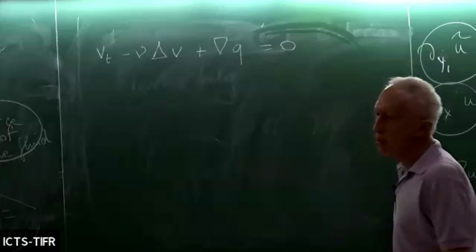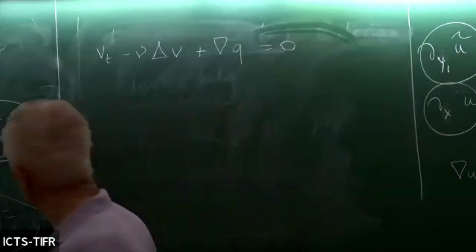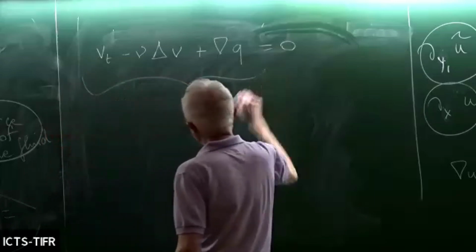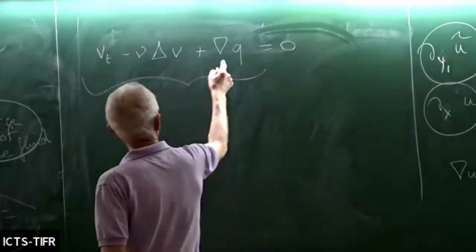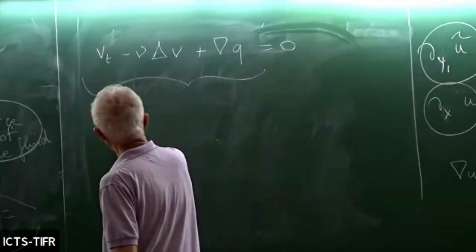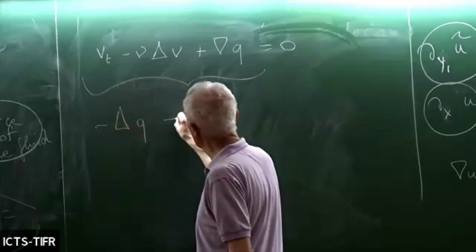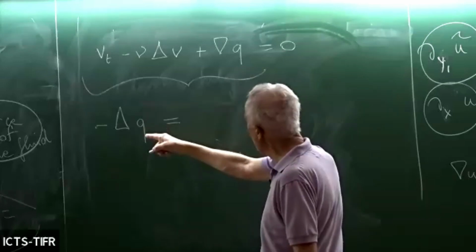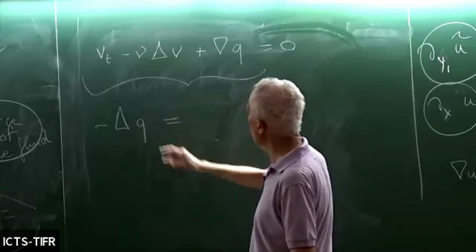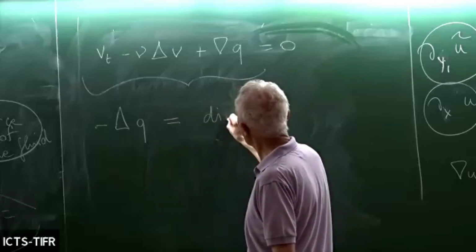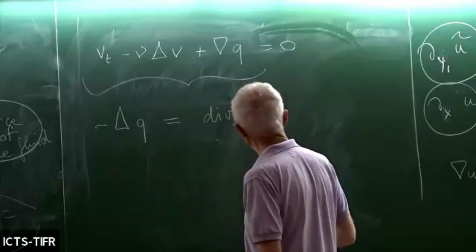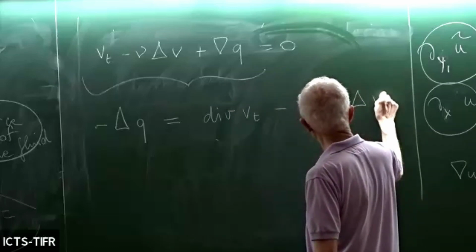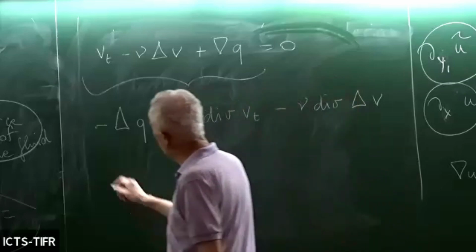So the idea is very simple, but after the mathematical analysis is much more complicated. I take the divergence of this equation, and I put the minus Laplace Q on the other side. So I have to write the equation for Laplace Q, which is a Laplace equation, and I have to write divergence of the time derivative of V minus nu, the divergence of Laplace V.